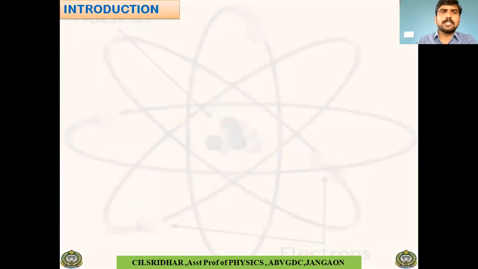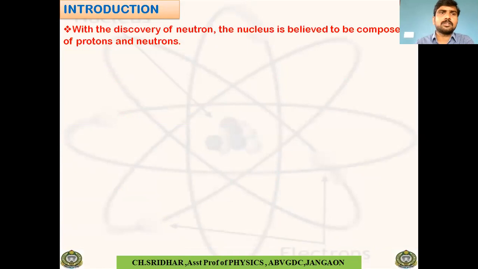And as far as the nucleus is concerned, how the nucleus is made up, and what are the constituents that are there in the nucleus. So when you consider a nucleus, the nucleus consists of neutrons and protons after the discovery of neutrons. So the nucleus is believed to be composed of protons and neutrons.